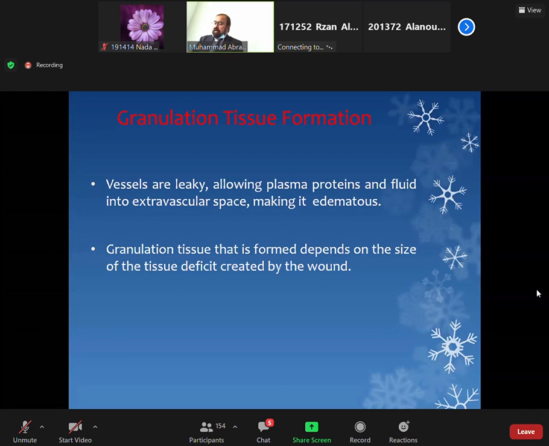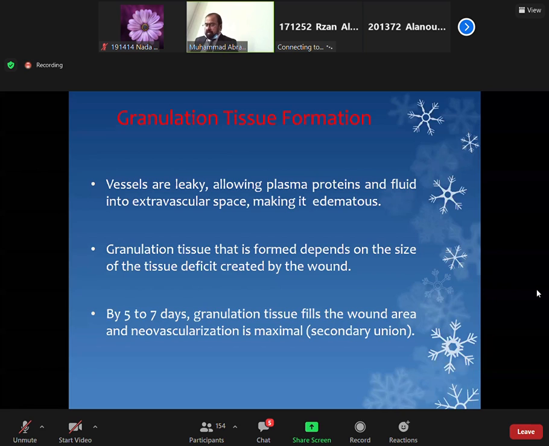The granulation tissue that is formed depends on the size of the tissue deficit creating the wound. For example, if it is a very small one, like a surgical incision, and you approximate that wound with sutures, there will be no gap, so the granulation tissue will be very little. But if it's a big wound, like a burn, where skin has been lost, you need more and more granulation tissue there. By 5 to 7 days, granulation tissue fills the whole wound area.